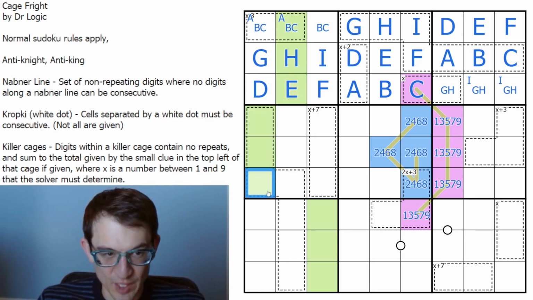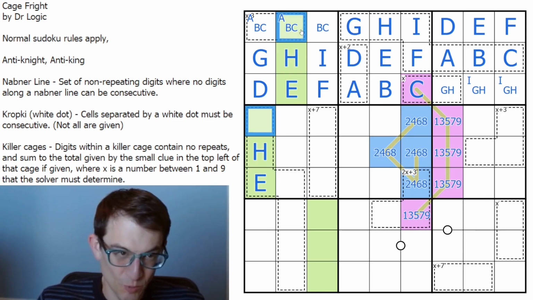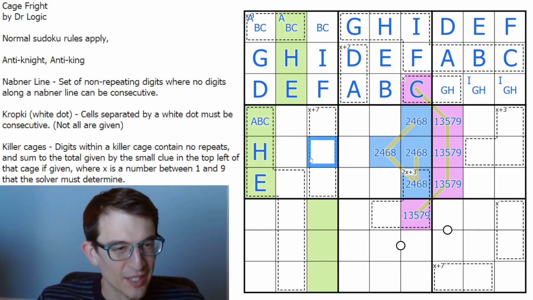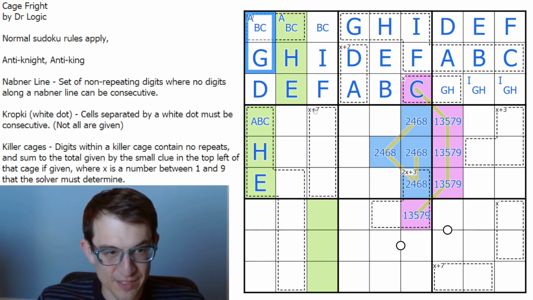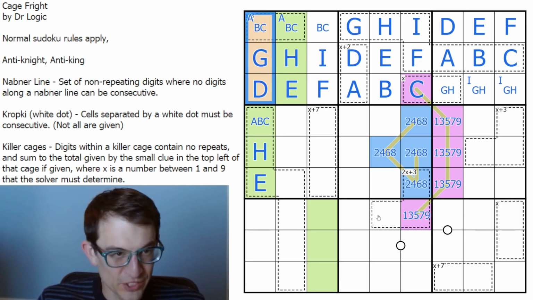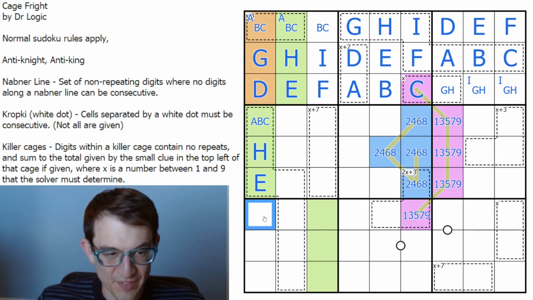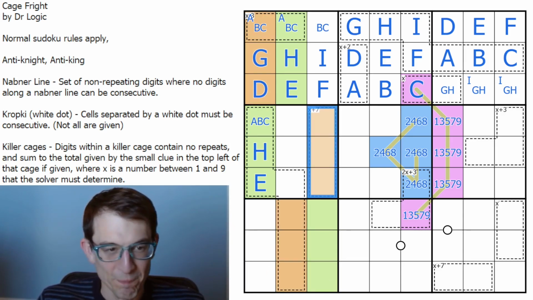Not here by king, not here by knight. That's E. Where does H go? Not here by knight. That's H. And then this is one of A, B, and C. I don't know which. And then I can do the same thing, right? So if I call these orange, then where do orange go in box 7? Not here, so they must go here, and therefore they go here.